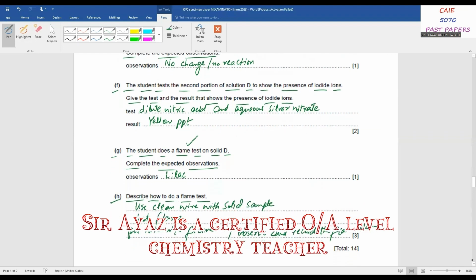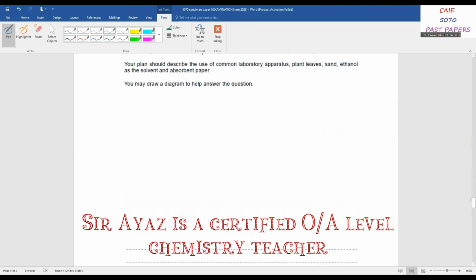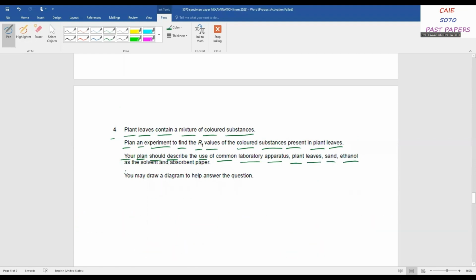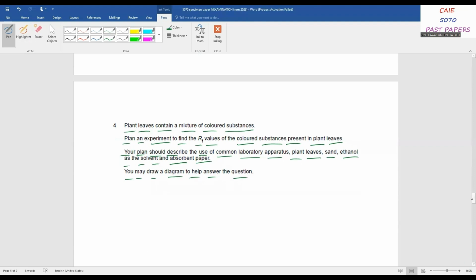Last question. Question number 4. Plant leaves contain a mixture of colored substances. Plan an experiment to find the RF values of the colored substances present in plant leaves. Your plan should describe the use of common laboratory apparatus, plant leaves, sand, ethanol as a solvent, and absorbent paper. You may draw a diagram to help answer the question. So this one is an option for you. If you want, you can draw the diagram.